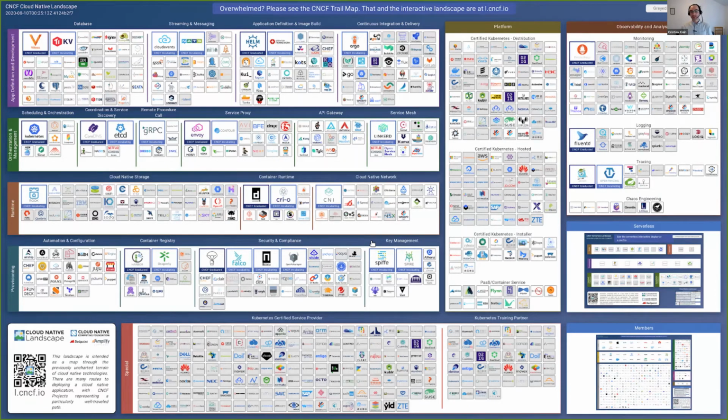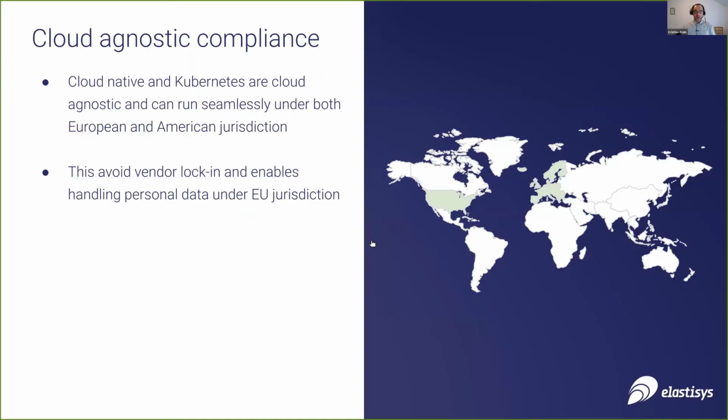So they have certain objective criteria, for example, that there need to be at least this many organizations that actively participate in the governance of these projects, to make them vendor neutral and not a vendor lock-in target. And of course, the most prominent and first CNCF project is Kubernetes, which, if you're working in the cloud area, you might have heard of. All in all, cloud native and Kubernetes really allow you to achieve cloud-agnostic compliance. This allows you to build your application on top of a platform that can run seamlessly under both US and EU jurisdiction, and furthermore, avoid vendor lock-in.